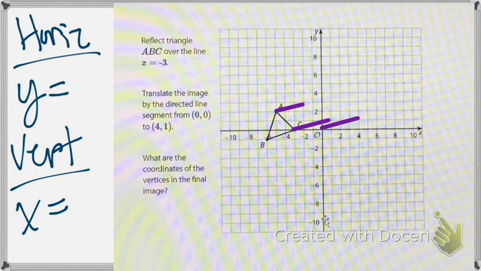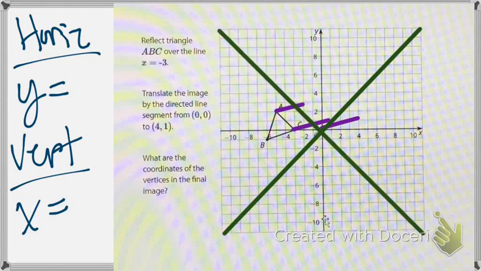All right, don't forget that y equals x. You can also do that. That would be y equals x right here, and y equals -x right there. So you can reflect over any line, it just depends. But those are the 4 kind of basic ones.